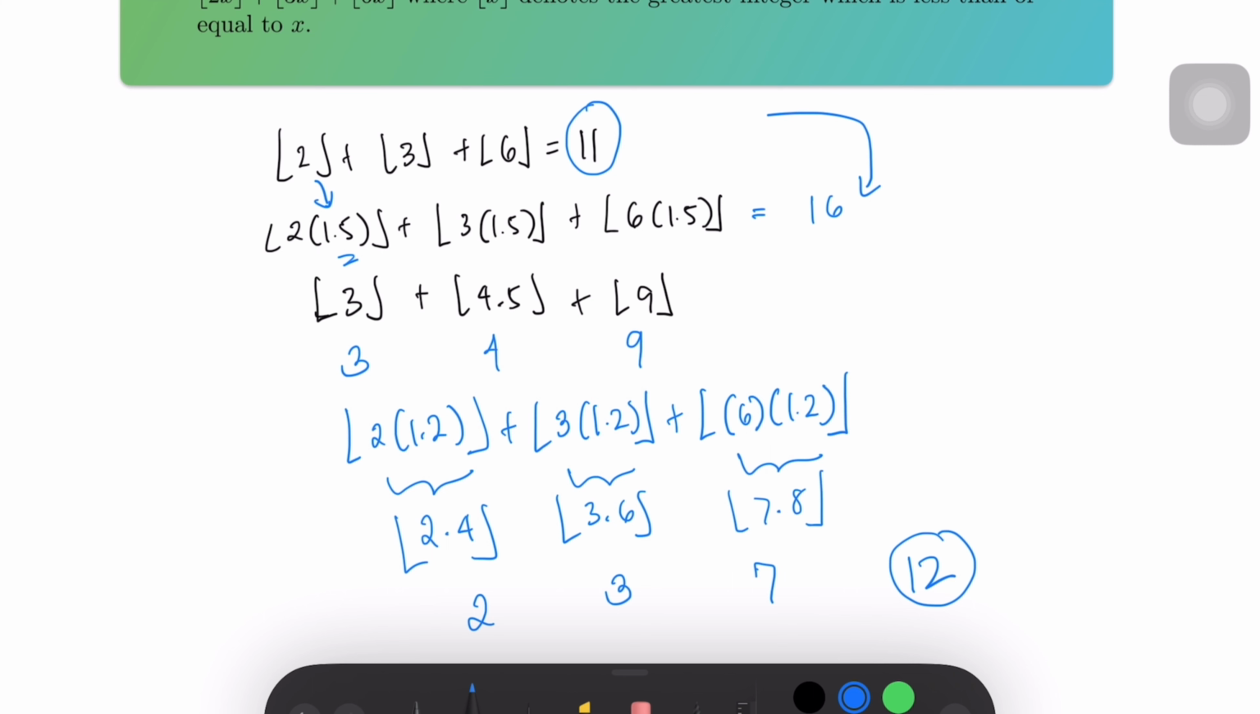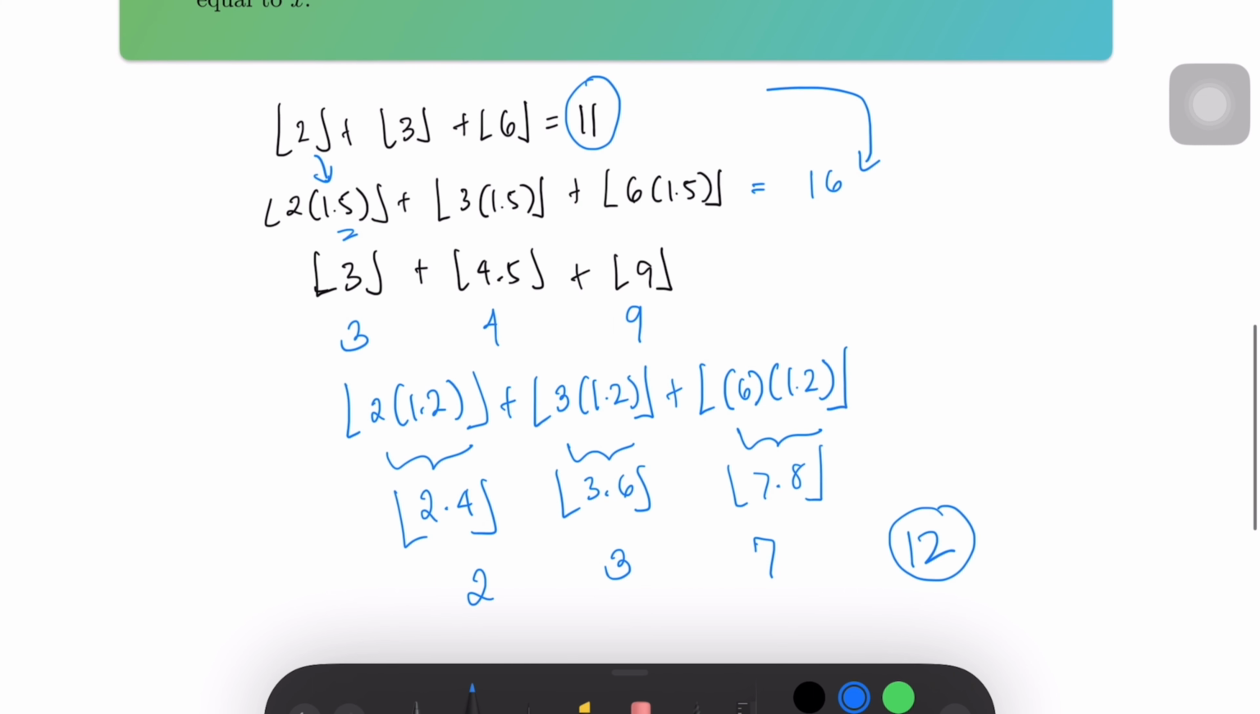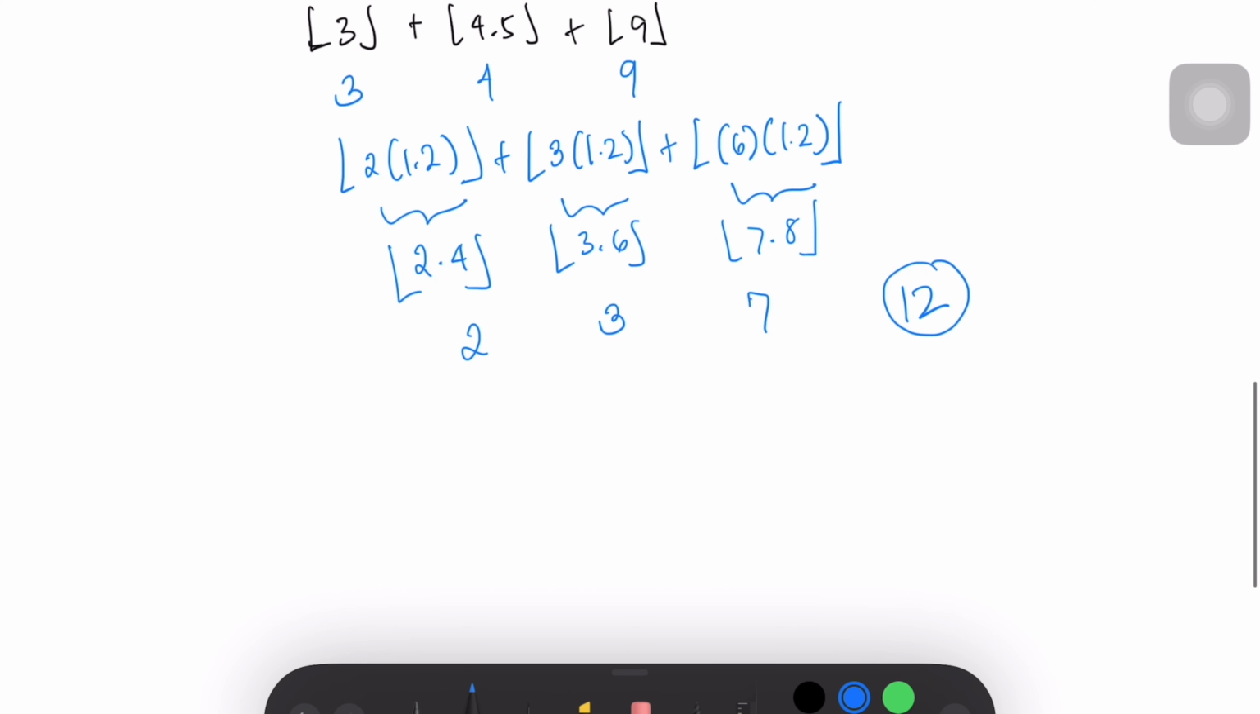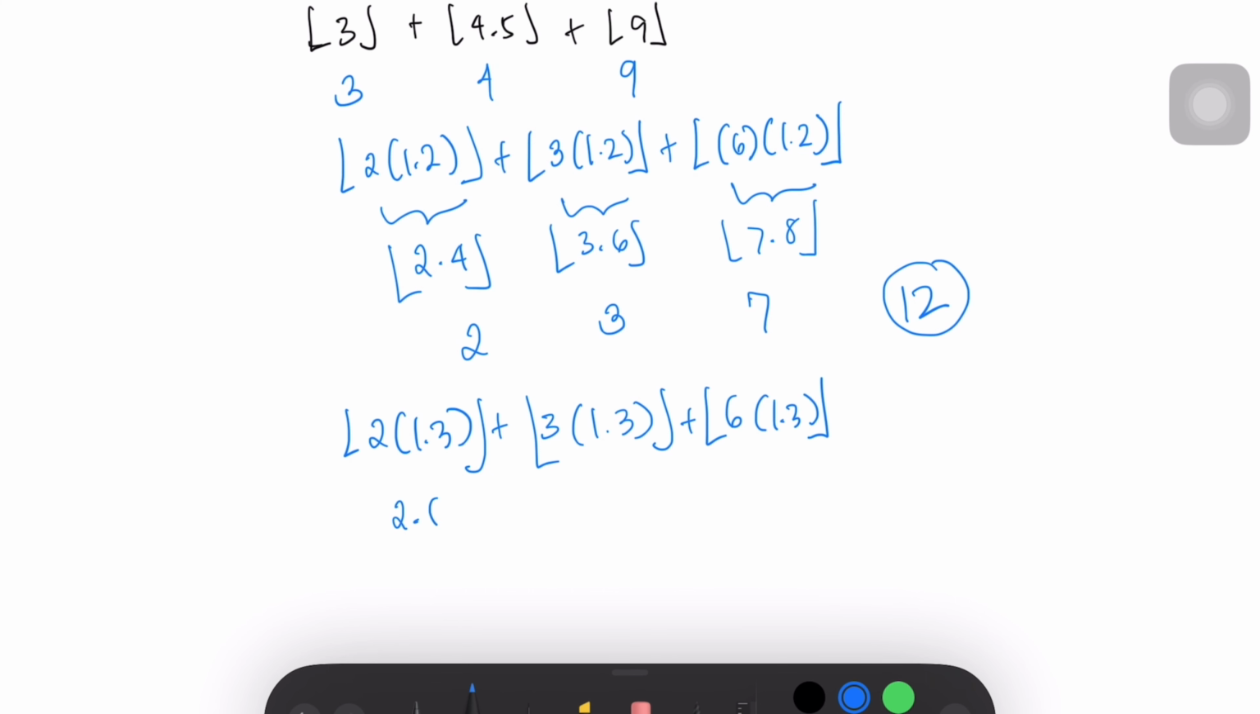Let's try to get, let's say, 13. Let's try 1.3. 2 times 1.3 plus 3 times 1.3 plus 6 times 1.3. This is 2.6, 3.9, and 7.8. Get the floor of that, we get 2, 3, and 7. It's the same as the previous one, so we still get 12. So we haven't got 13 yet.